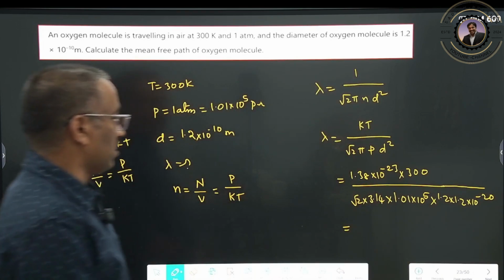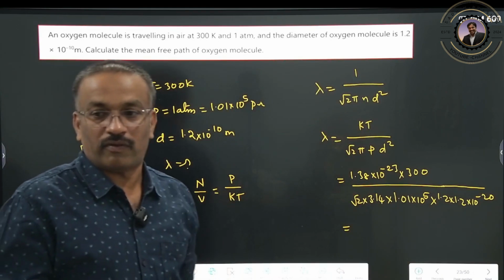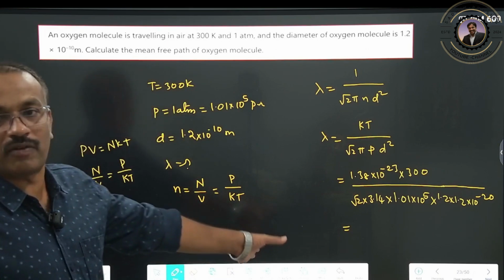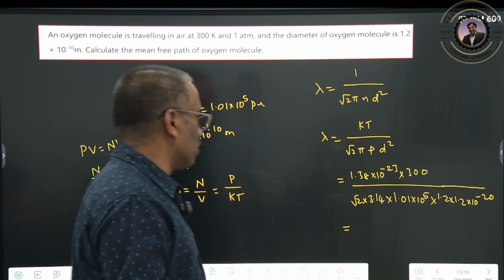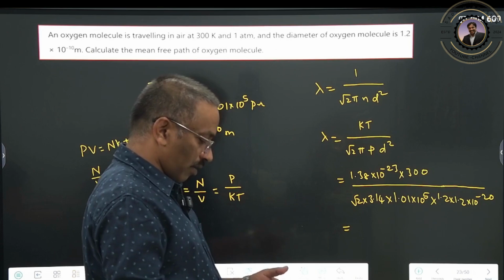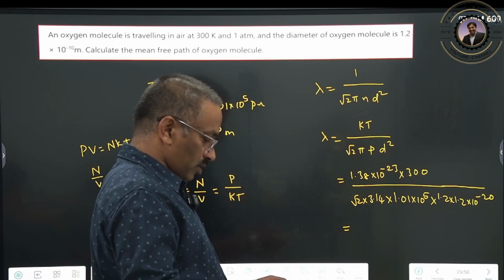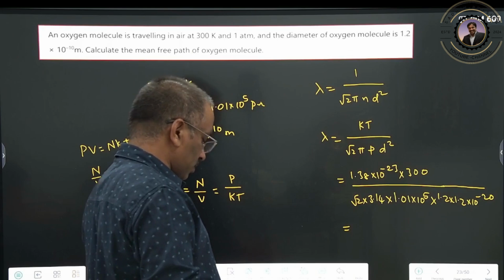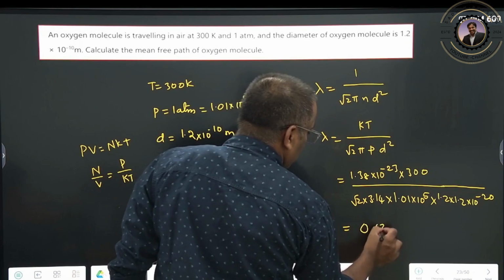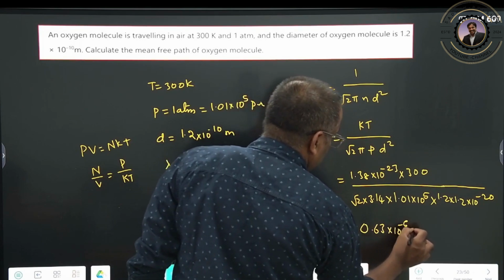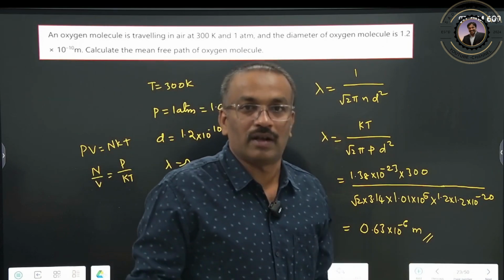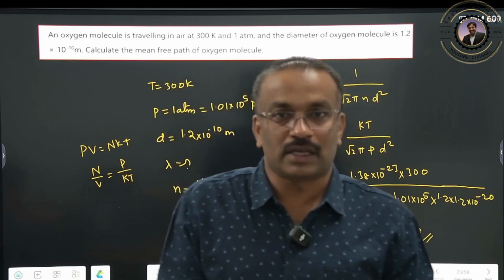These are the values. You need to solve it, okay? I am leaving the solving for you, so you try to calculate it and then you will see the value. I already calculated, so I will get it as nearly 0.63 into 10 to the power of minus 6 meters. That means this is the distance it will travel before undergoing any successive collision.